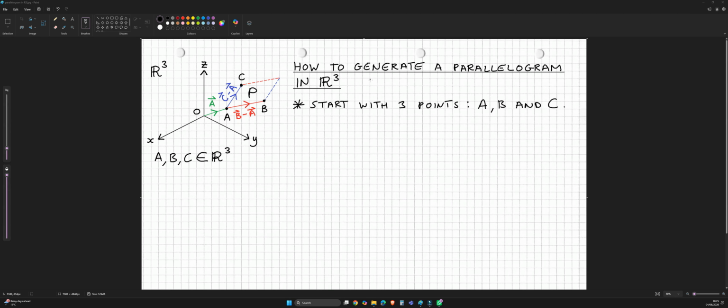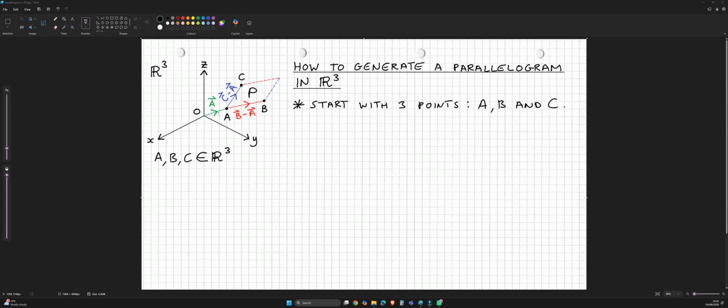So to generate a parallelogram in R3, you must first start off with 3 points, that is A, B, and C, and they must be in different locations. Now from the points A, B, and C emerge 3 different vectors.